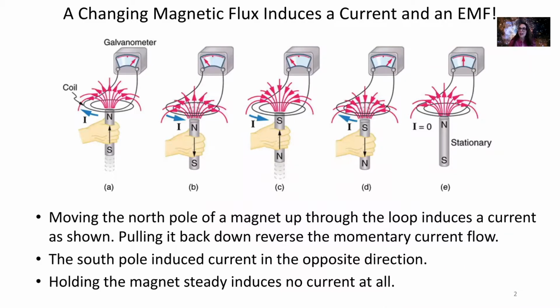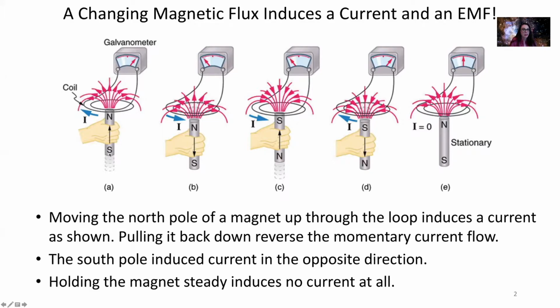A changing magnetic flux induces a current and an EMF. So last chapter we talked about how a current can generate a magnetic field, but now we're going to talk about how a changing magnetic flux can induce a current and a voltage. And here we have a couple of examples of how this can happen.